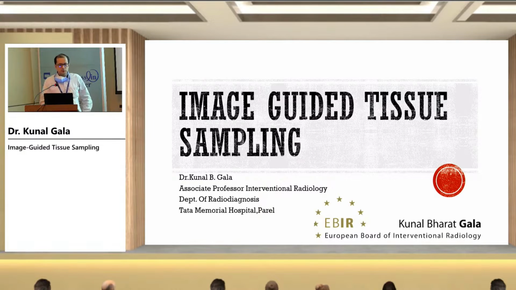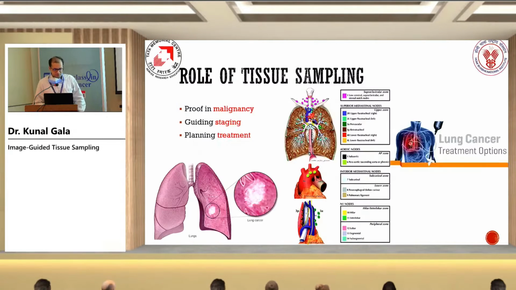The topic for today is image-guided tissue sampling. The role of tissue sampling is most important before starting any treatment. So one is to prove the malignancy, second is to guide the staging, third is the treatment planning. The tissue sampling is the most important thing.